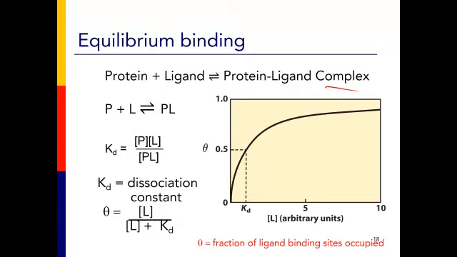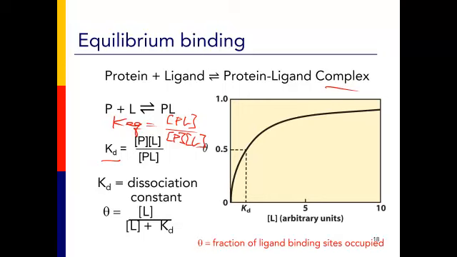Protein plus ligand is in equilibrium with the protein-ligand complex, and we can describe KD, the dissociation constant. That probably doesn't look like the way you would write an equilibrium constant, right? If we were to write K equilibrium, you would tend to write it the other way: protein-ligand over protein times ligand. So what would you say about the KD then? It's the reciprocal of the equilibrium constant. Dissociation is the opposite of association. So the dissociation constant is the reciprocal of the equilibrium constant.